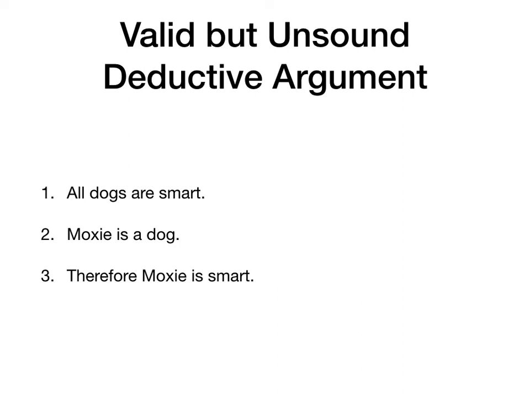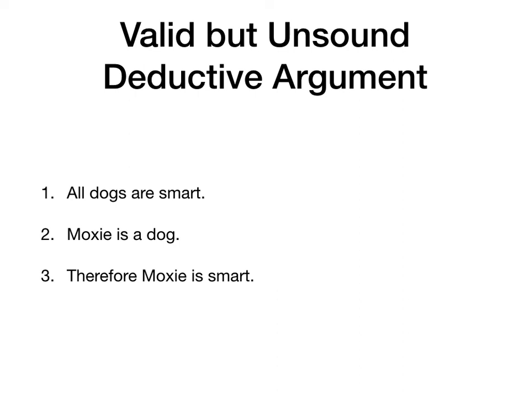Well, why is this unsound? Because one of the premises is false, right? Which premise is false? Number one, all dogs are smart. Plenty of dogs are not smart. Plenty of dogs, however you define smart, are pretty stupid. Sadly, Moxie is one of those dogs that is in fact pretty stupid. I love her. She's cute. She's not a clever animal.